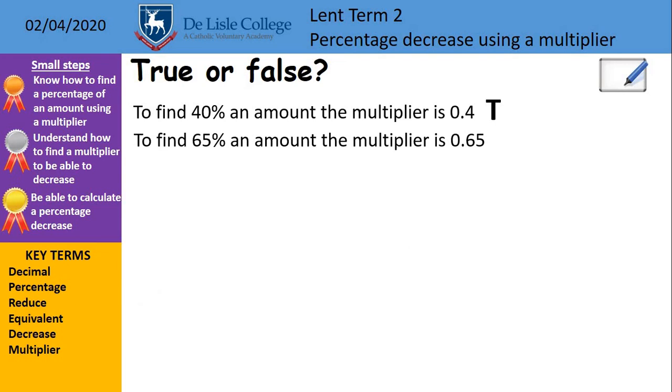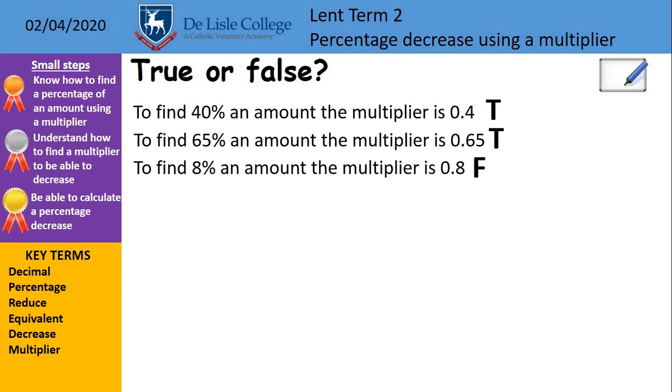To find 65% of an amount, the multiplier is 0.65. Yes, this is true. Again, we are just finding 65% of an amount. We change to a decimal, so we divide by 100, so the multiplier would be 0.65. To find 8% of an amount, the multiplier is 0.8. No, this is false. Remember, to find 8% of an amount, 8 divided by 100 is 0.08. Remember, a multiplier of 0.8 is finding 80% of an amount.